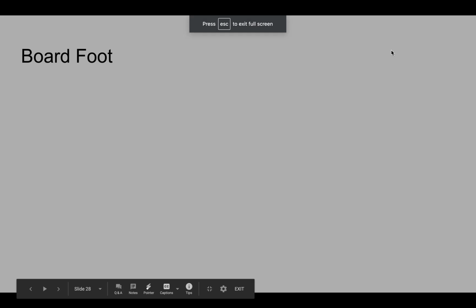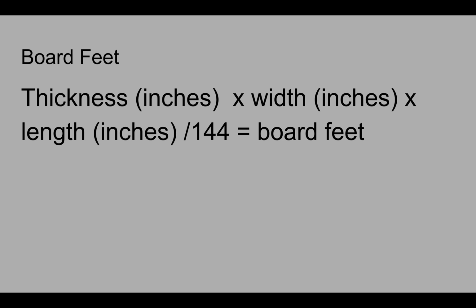When we figure the total amount of wood that we're going to use, using hardwoods like what we use in this class, we use board footage. So we'll have to determine the board feet, and then we figure out the cost per board foot to determine what is the total cost of our project.